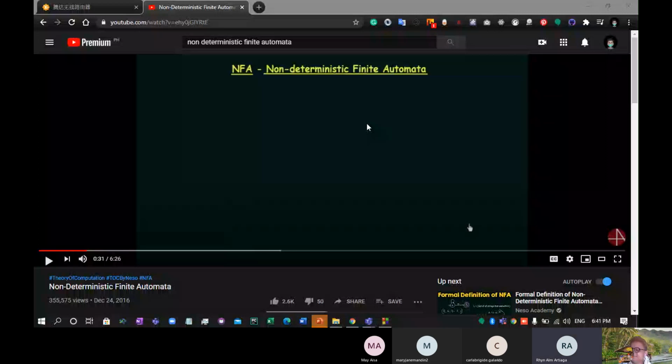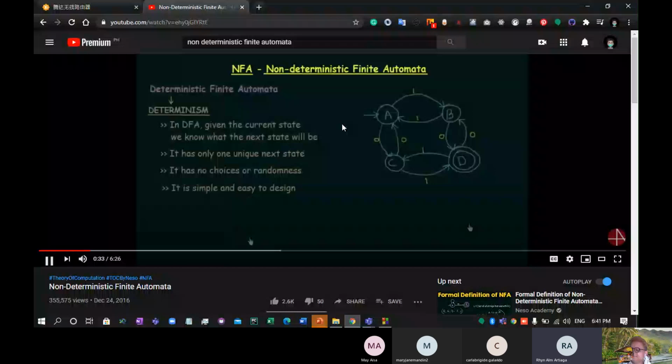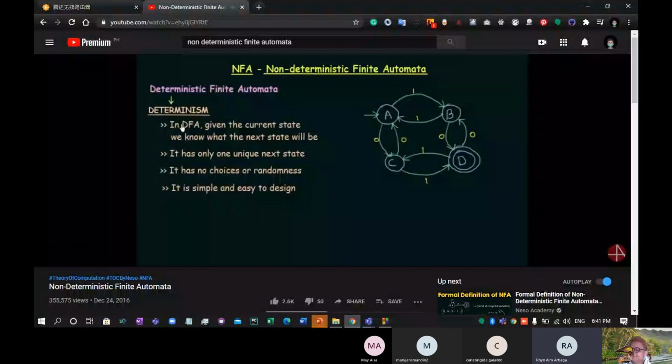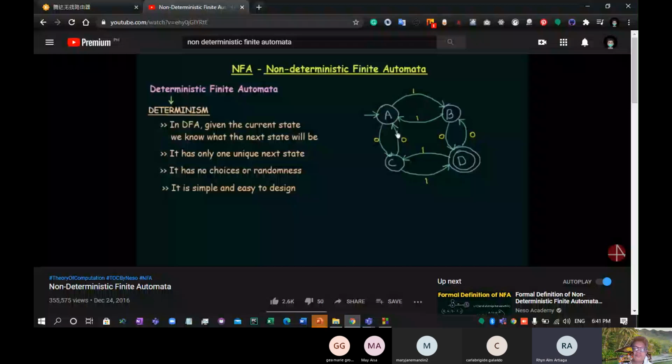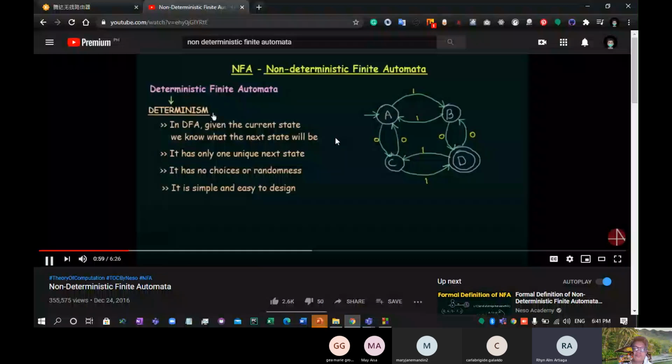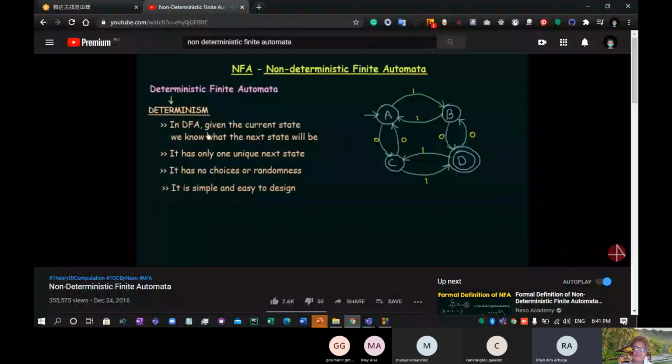Okay, so here we have a finite automata, which we have already studied before and also discussed many examples of. Here I have taken a diagram of a DFA, which we have already discussed. Deterministic finite automata, the word deterministic, comes from the word determinism. From the word itself, we should understand that it is already determined, or we have an assurance. And of what do we have an assurance? In a DFA, given the current state, we know what the next state will be.